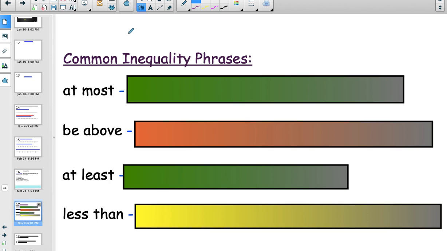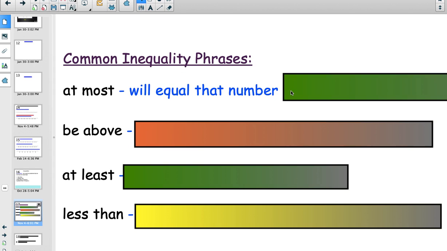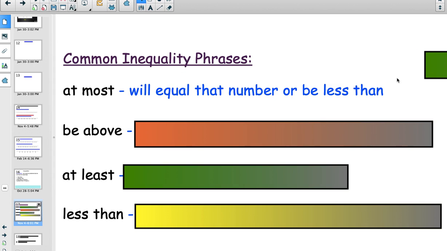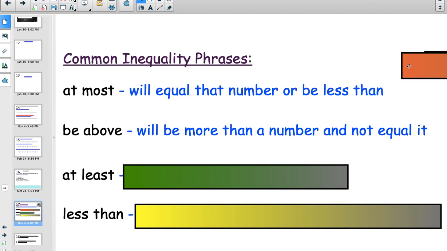All right, common inequality phrases. So at most. What do you think at most could mean? Which of those inequalities? Well, at most means it could be that number at the most, or less than. Then there's be above. What does that mean? Well, that means it cannot equal that number, but it could be greater than it.